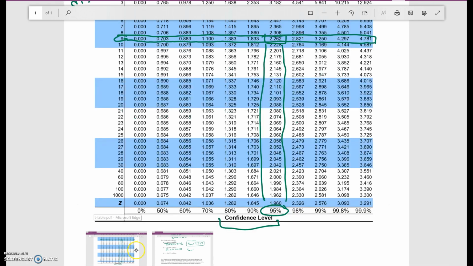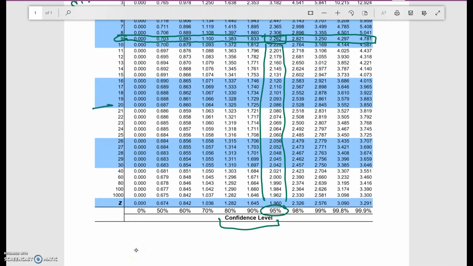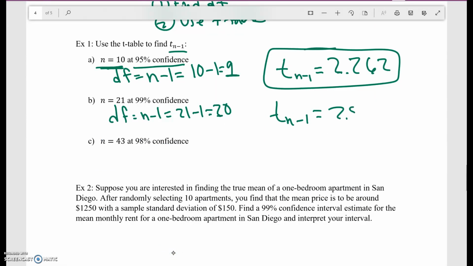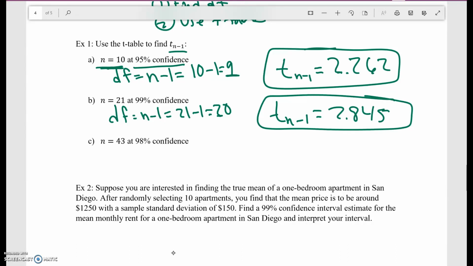So I'm going to go back. Here's 20, right here, so it's one of these rows at a 99% confidence. Here's 99, and I'm going to go up. Here's my answer, 2.845. All right, and then the last one is n equals 43 at 98% confidence.